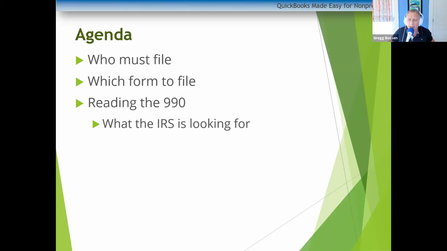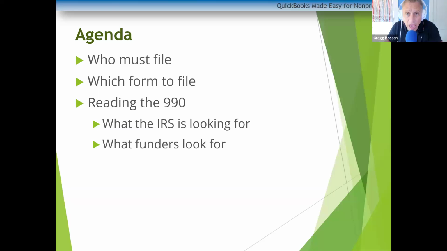And we're going to talk about what the IRS is looking for. We're also going to talk about what funders look for. For many of you, when you apply for funding, you do have to give a copy of your 990 to your funder. Also, I don't know if you know this, every single person in the entire world has access to your 990 and can look at it. Did you guys know that?